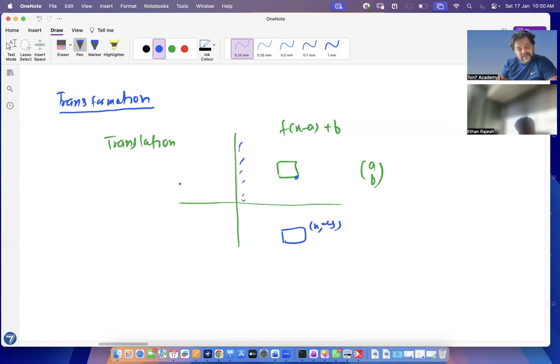If you reflect on the y-axis, what will happen? X gets flipped, y is the same. And if you reflect on the line y equals x, then x and y get exchanged.